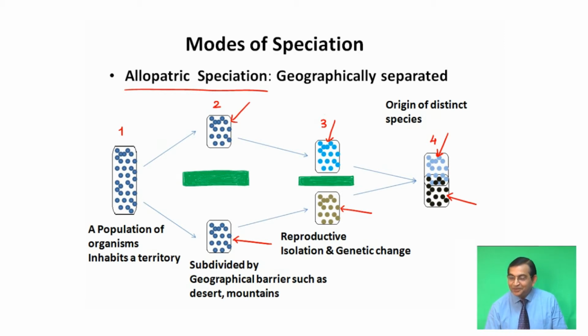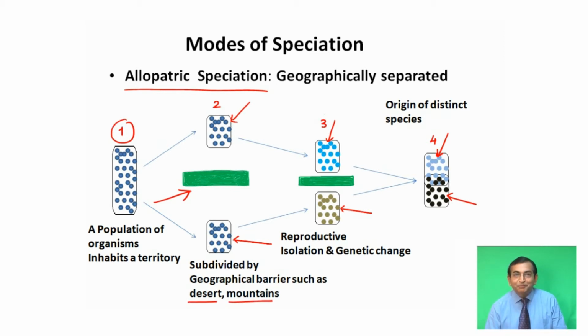Allopatric speciation means that organisms are separated geographically. Here in this diagram, number 1, we are showing a population of organisms that inhabits a territory. Then they are subdivided by a geographical barrier, which is shown here in green color. So when they are subdivided by geographical barriers such as deserts, mountains, etc.